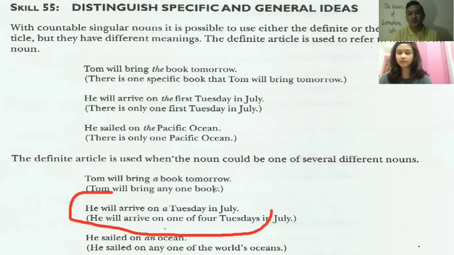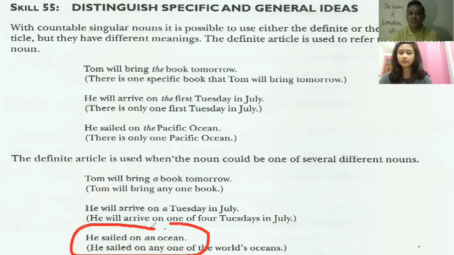Now, the second sentence. He will arrive on a Tuesday in July. Do you know which Tuesday he will arrive on? No. Okay. The third sentence. He sailed on an ocean. Do you know which ocean he sailed on? No. Okay. So those are the examples of the article "a."